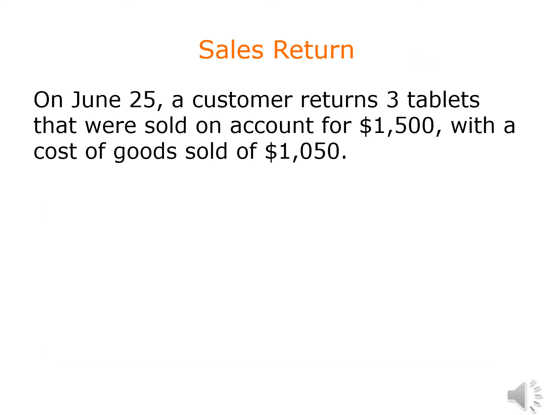Remember how we returned $7,000 worth of goods because they were damaged? Well, it works both ways. Now we have a customer who returned 3 tablets that were sold to them on account. They've returned them for the value of $1,500, but our original cost of goods sold was $1,050. We need to reverse this sale, and we also need to reverse our reduction of inventory because we're going to put these tablets right back into inventory.